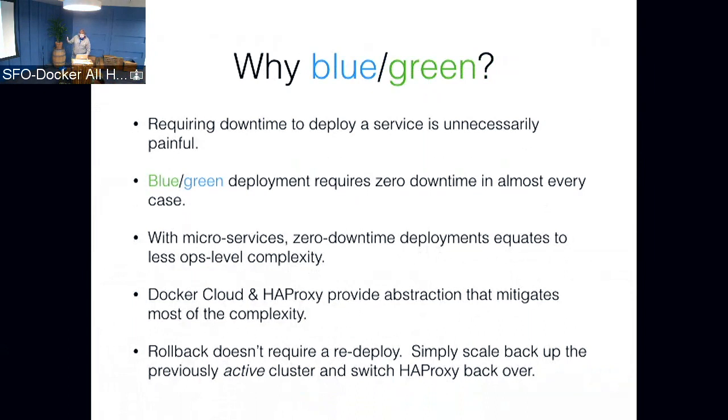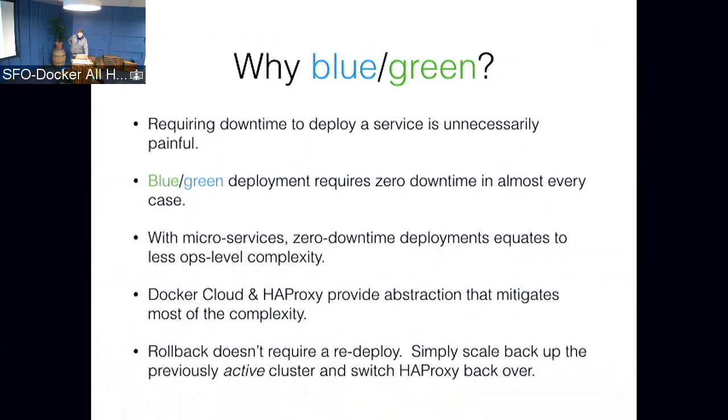So blue-green deployment solves that. And again, with microservices, zero downtime definitely equates with less ops-level complexity, because we don't anticipate downtimes with every deploy. And Docker Cloud and HA Proxy, particularly the image that the Docker Cloud folks, previously the Tutum folks, I believe, have baked, it's reactive. It hooks up to the Docker Cloud API, and it makes it really easy to link the new deployment to the existing load balancer, and the load balancer just magically points over to it. Zero work to make it work.